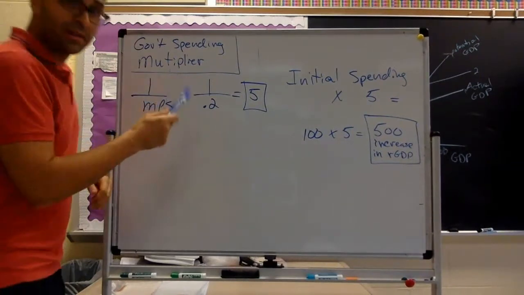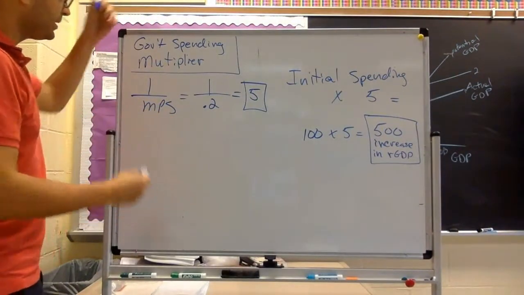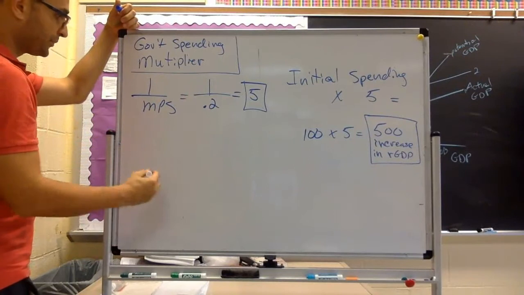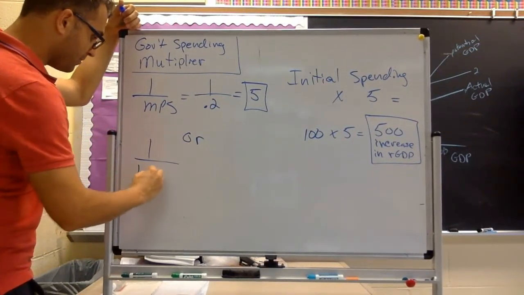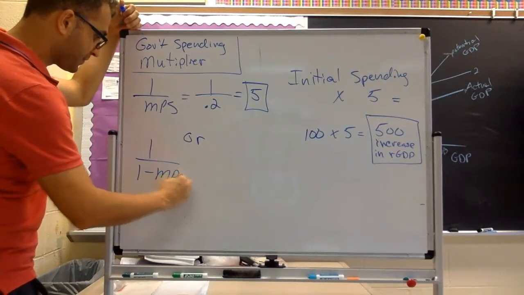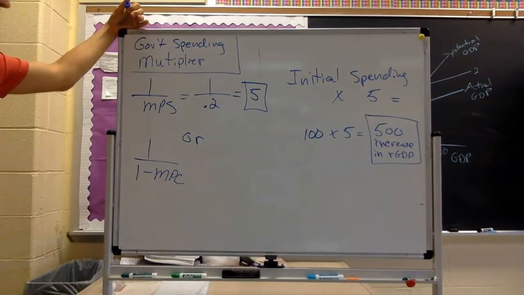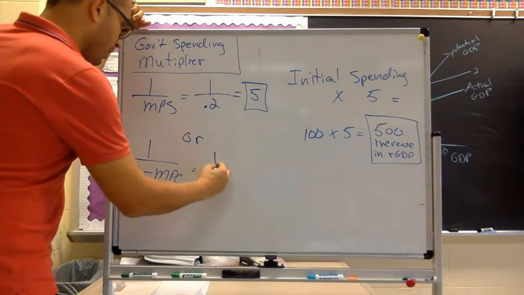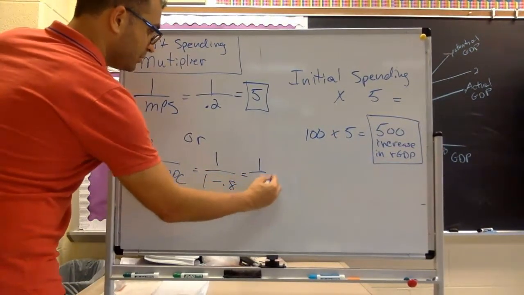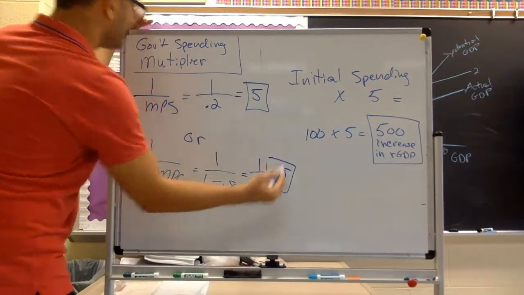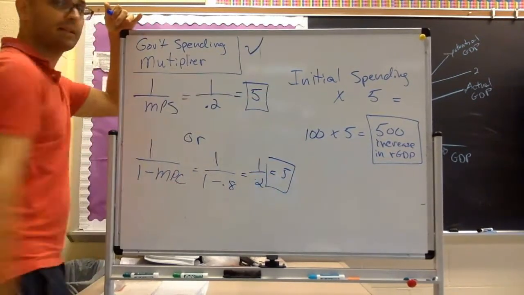All right, I'm going to do more of this in the next video, but I'll leave you with this. There are 2 ways to get this formula. It's 1 over the MPS, or it's 1 over 1 minus the MPC. Okay, and that's the same number, so you would have gotten 1 over 1 minus 0.8, which gives you 1 over 0.2, which again gives you 5. And this, of course, is the government spending multiplier. That's the first one done.